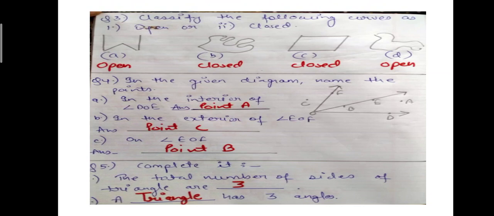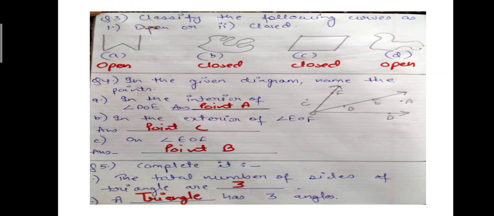So point C is what? Point C is an exterior point. Exterior points are those points which do not lie in the region. Is that clear? Now, in the third part, we have to name a point which is lying on EOF. When you separate the angle EOF, you will see that point B is lying on the angle EOF. So the answer of this question is that point B is lying on EOF.